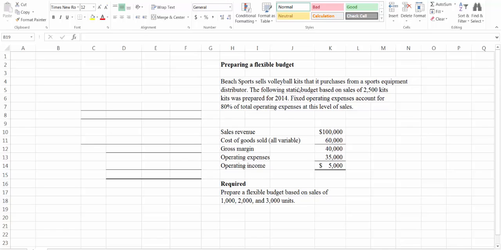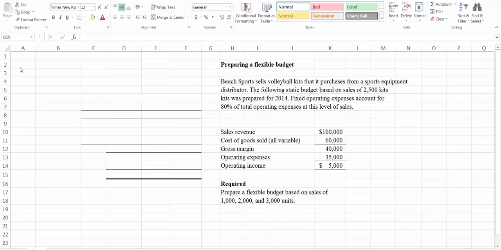Beach Sports sells volleyball kits that it purchases from a sports equipment distributor. The following static budget based on sales of 2,500 kits was prepared for 2014. Fixed operating expenses account for 80% of total operating expenses at this level of sales. And here's our budgeted income statement. They want us to prepare a flexible budget based on sales of 1,000, 2,000, and 3,000 units.